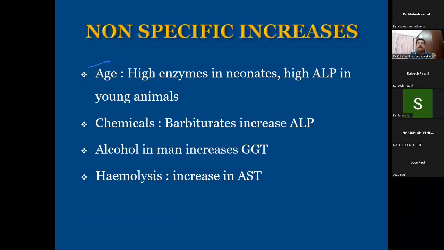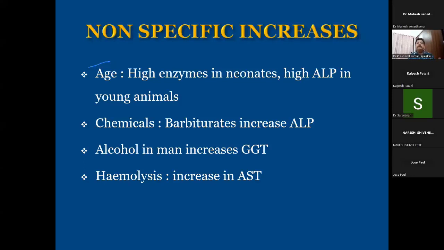Then non-specific increases of certain enzymes are also there. For example, in the young ones, in young animals, the infants, bone development is so fast. So osteoblastic and osteoclastic activity is very high because chondrogenesis, mineralization, osteogenesis, all these processes need a lot of energy and a lot of minerals.